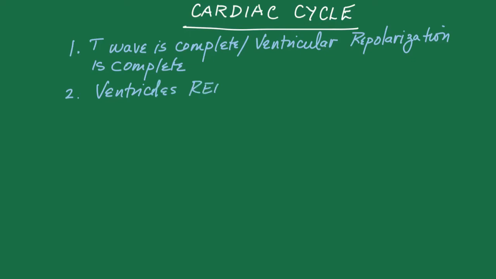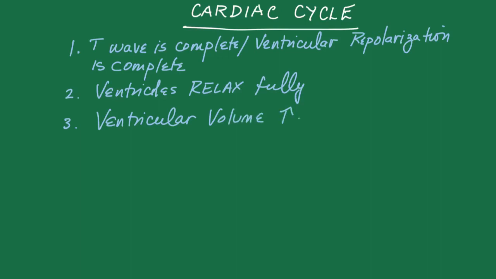So ventricles relax fully. And the fully is important. It's fully open. When that happens, the ventricular volume increases. Remember, we said when ventricles relax, there is more space. So ventricular volume increases. We have 3 arrows going up, which means it increases a lot. If that happens, ventricular pressure decreases a lot. So you have 3 arrows going down.